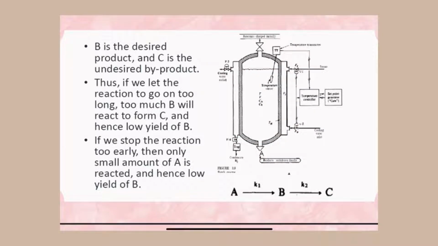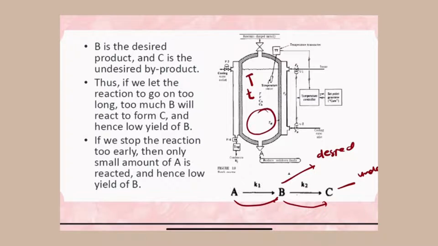So basically, we need to control the temperature and also know the time when the reaction needs to stop, so that we will get our desired products. For example, A will produce B and B will produce C, where B is our desired product and C is undesired. If we let the reaction inside the reactor go on too long, too much B will react and form C, so we will get a low yield of B.